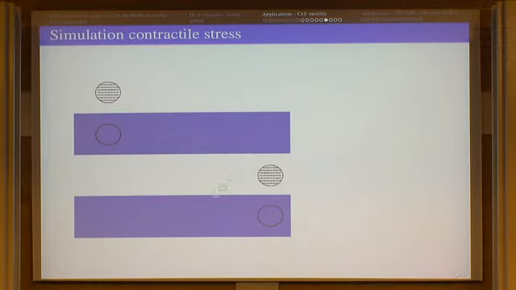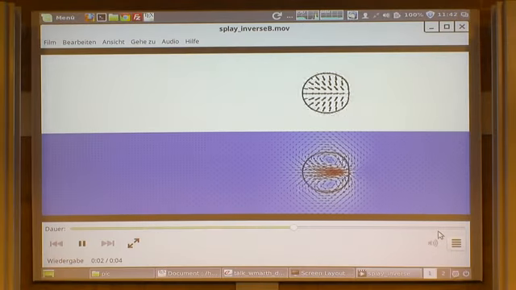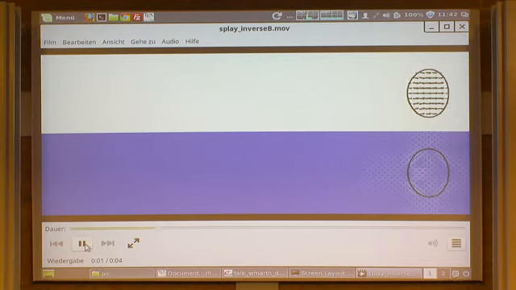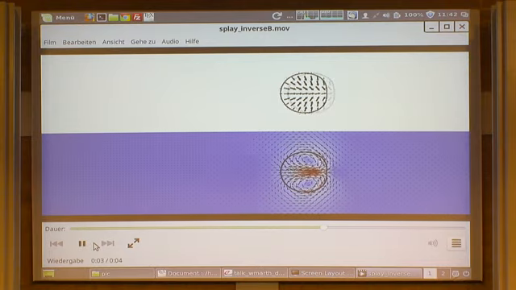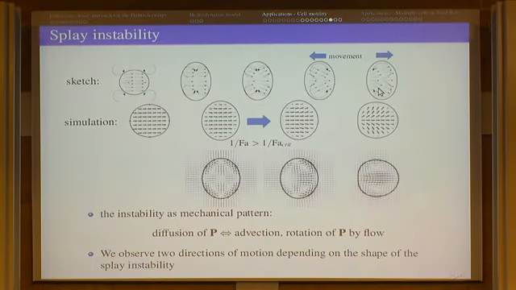And of course, what we see here is that it's not really clear which direction we get by starting this simulation. So we can also have a reverse splay, which we see here, and then the cell moves to the left. Okay, and how can we understand this?